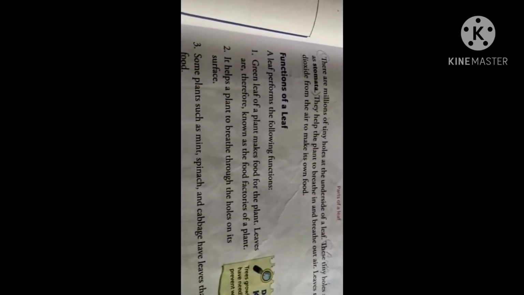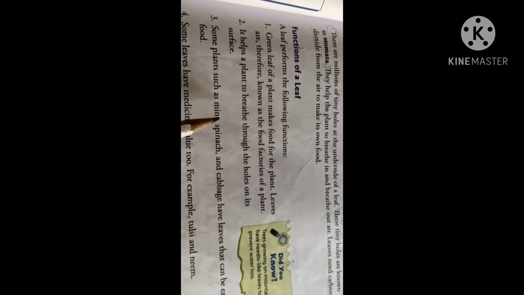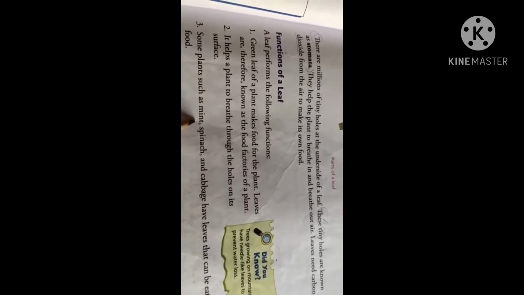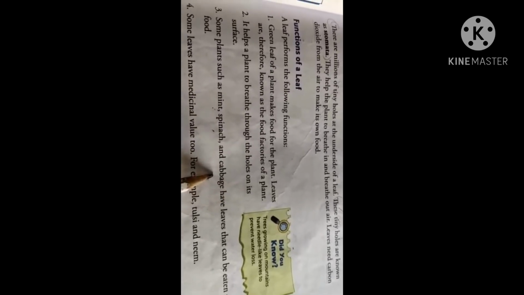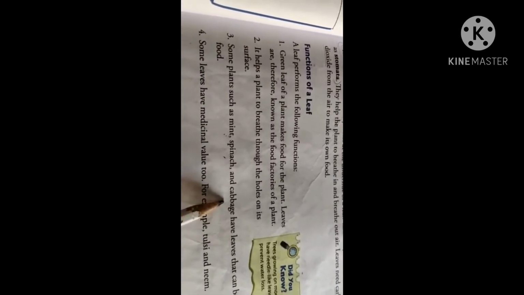So the second function of a leaf is that it helps the plant to breathe. Third, some plants such as mint, spinach, and cabbage have leaves that can be eaten as food. We have many plants around us whose leaves are used for eating. Mint is pudina, spinach is palak, and cabbage is bandgobi. These are some of the plants whose leaves are used to eat.